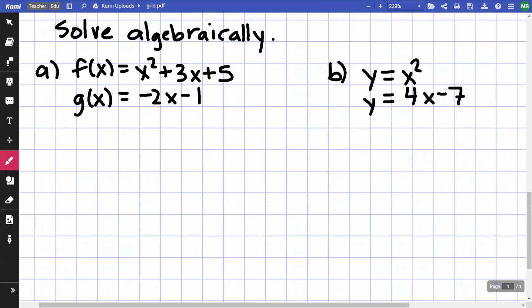Now, in both of these cases, they're both equal values, f of x and g of x, that's really just y. So in Integrated 1, we learned 3 ways. Equal values, when they're both y equals. Substitution, if one's y equals and the other one's not. Elimination, if they're both in standard form, which these are not. So we are going to use equal values for both of these. They're both going to be equal values.